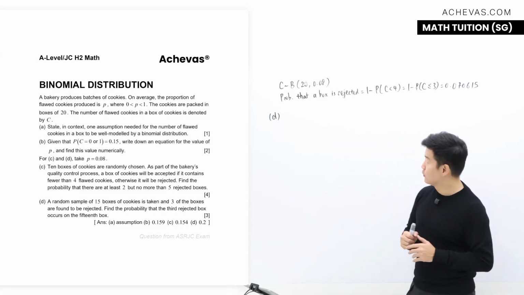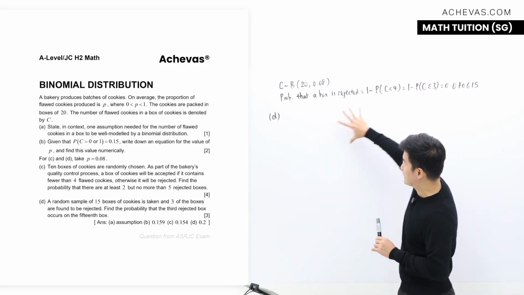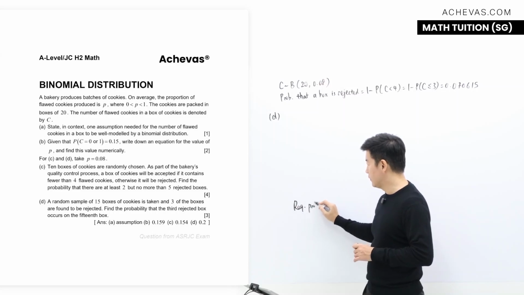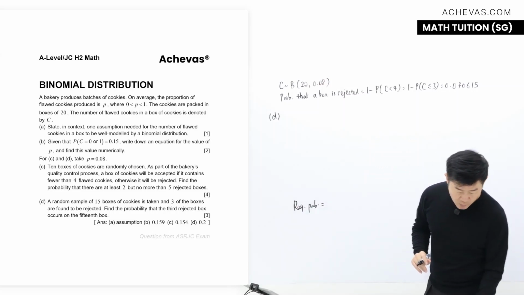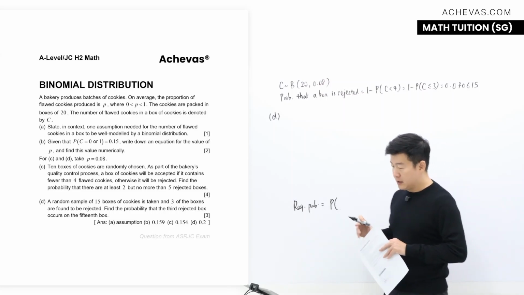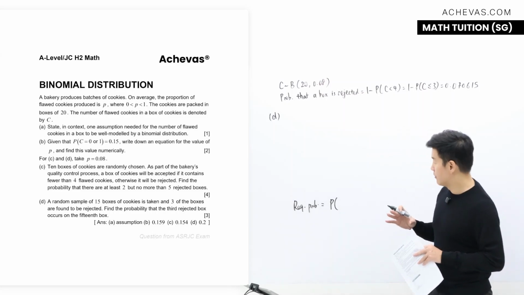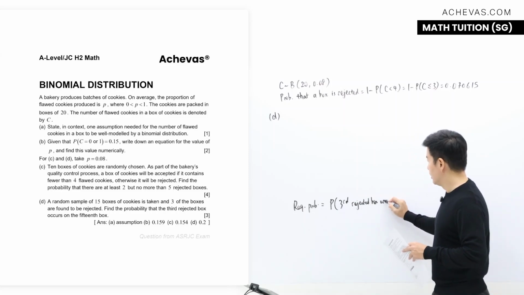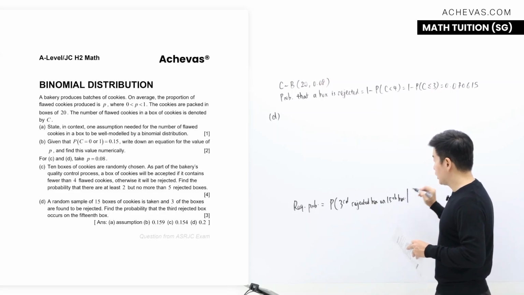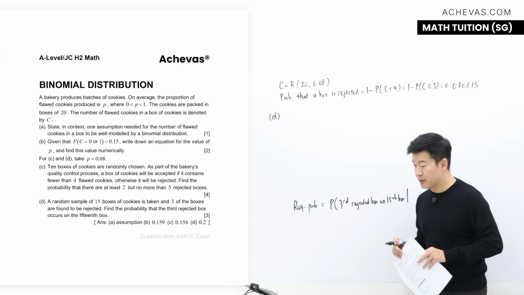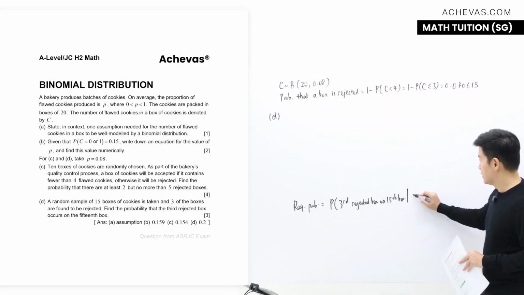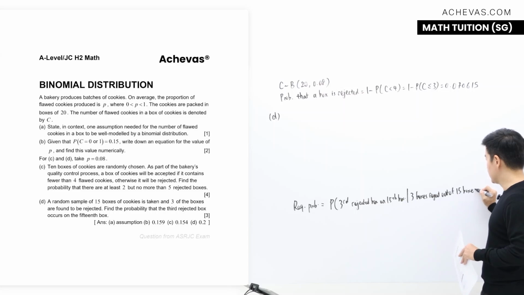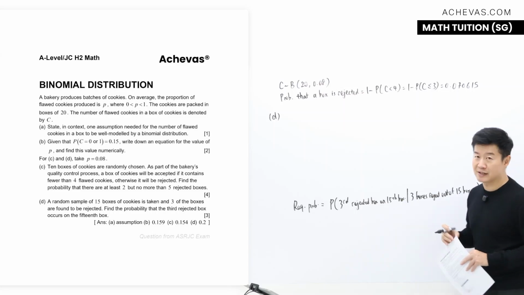We are looking at a conditional probability here. Let me write it down before I do my calculation. Based on the question, the required probability is that the third rejected box occurs on the 15th box. And the condition is the first statement given to us, that 3 boxes are found to be rejected out of the 15 boxes. This is the conditional probability that we are supposed to calculate.